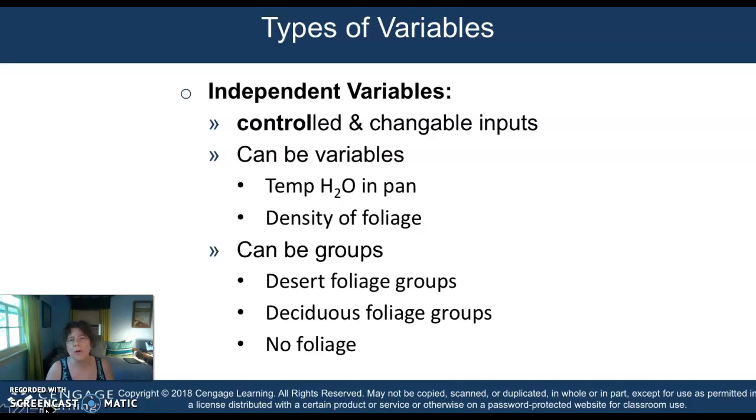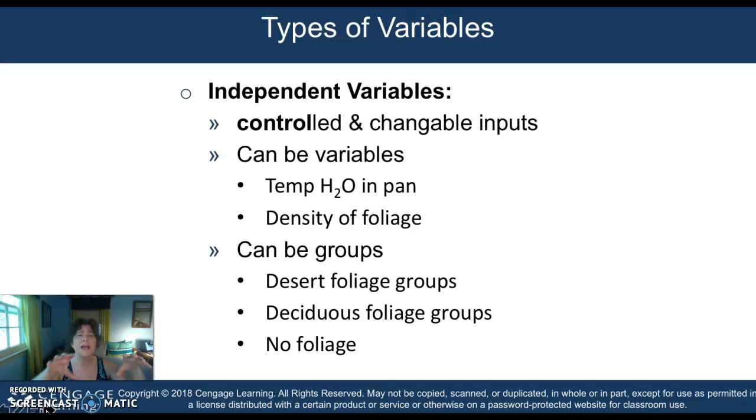A changeable variable could be the density of the foliage on my island. I could look at groups of variables as well. I could vary those, I could change those variables, or I could control those variables. I could just have one temperature for the water in the vats. I could just have one mandate for how much foliage is on my area of island. I could control them. I could change up those variables.